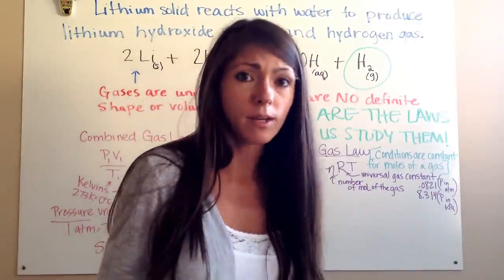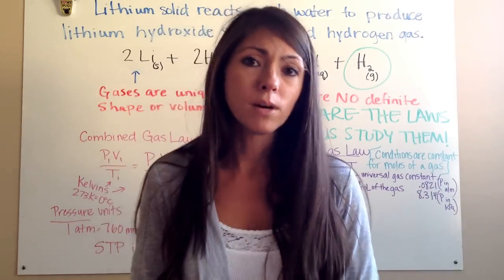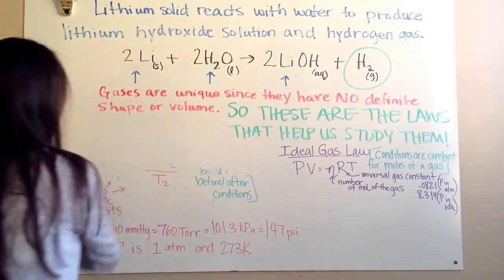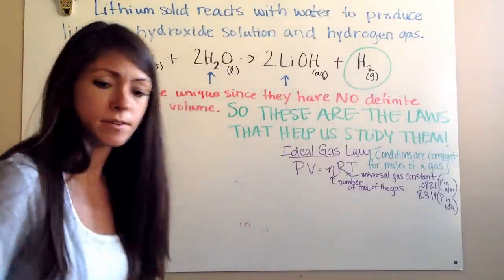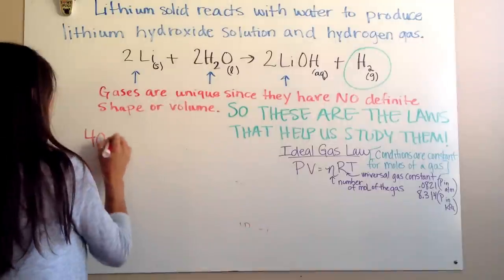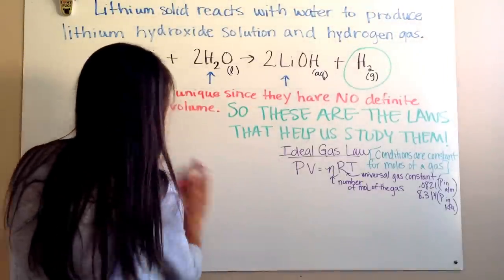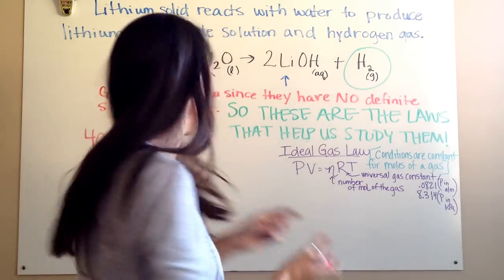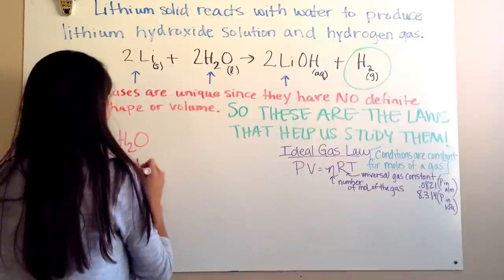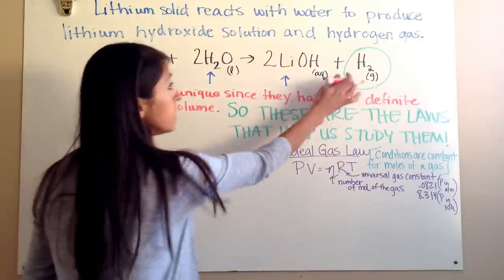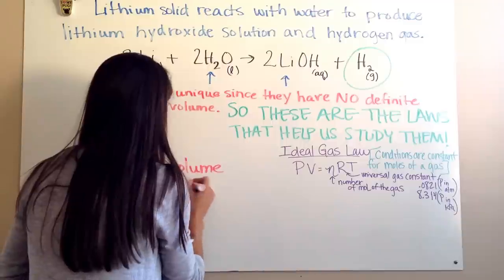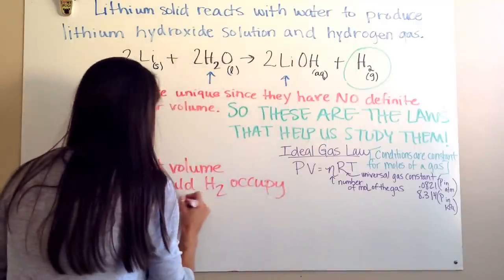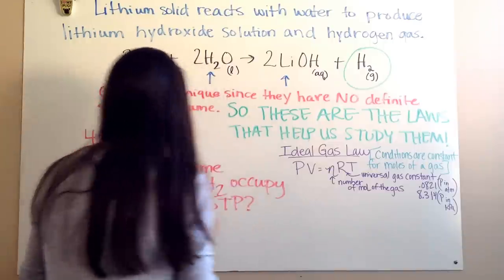Now, solving for gas laws doesn't just stop here. There will be questions, and the big picture questions are actually applying stoichiometry with gas laws. So let's say, for instance, that it tells us that 40 grams of water was used in this reaction, okay, and it created a certain amount of both of these. But if we used 40 grams of water, then what volume would the hydrogen gas occupy if this reaction occurred at STP?